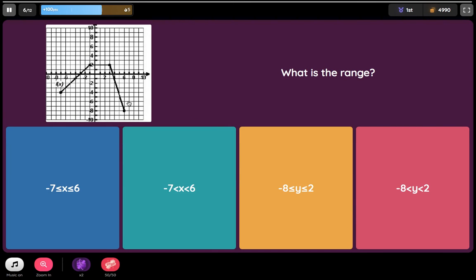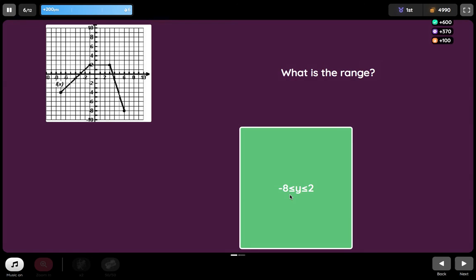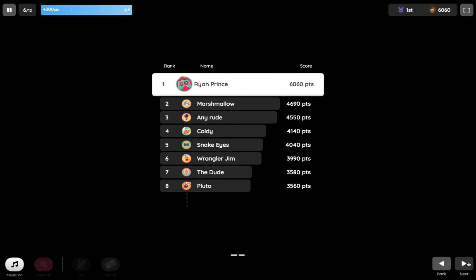This one, what's the range? Again, it's the range of all your y values. The lowest y value is at -8. It's a filled in dot, so you'll have the equal sign with it. So it's greater than or equal to -8. It goes all the way up to +2, and it stops. Again, you have the equal signs because they were filled in dots.